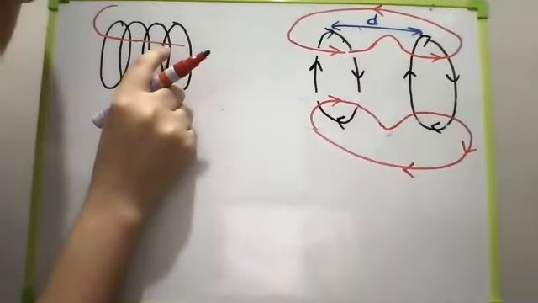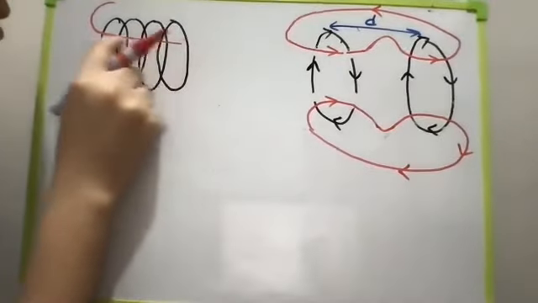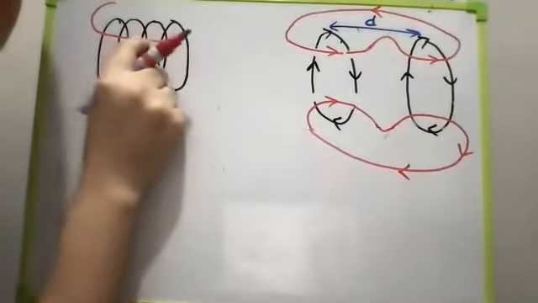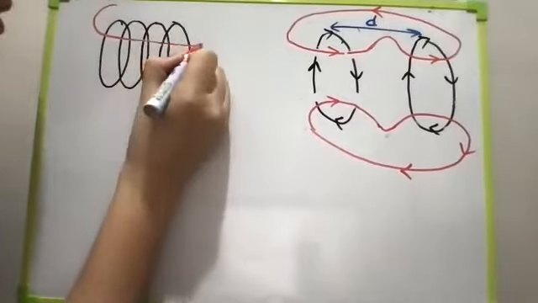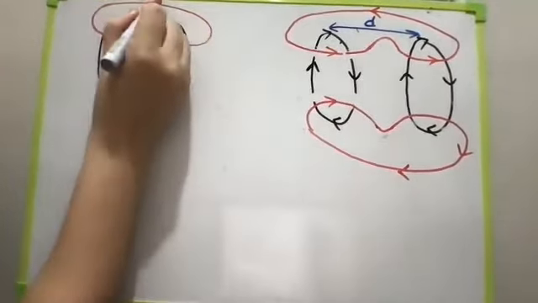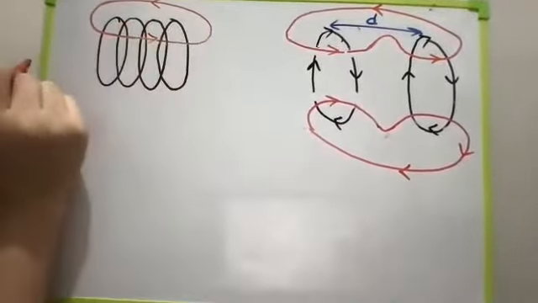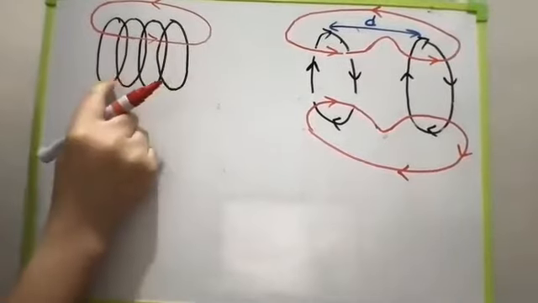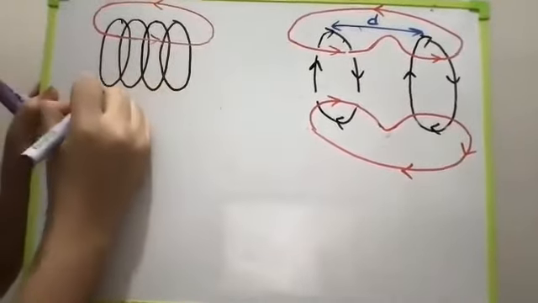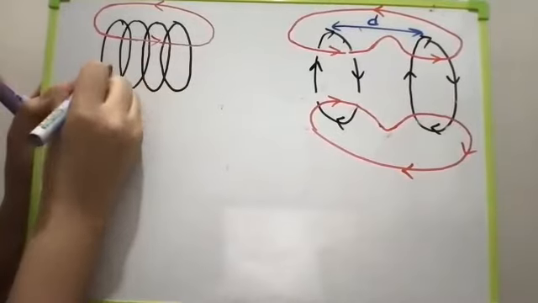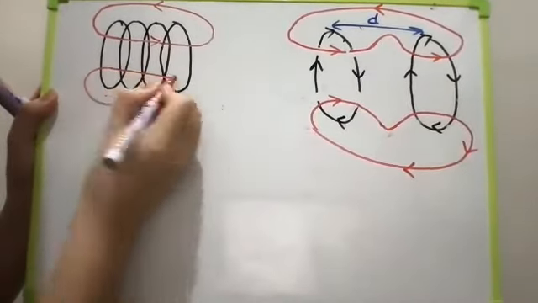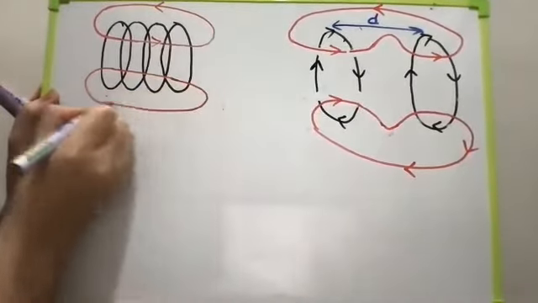So what happens here is the magnetic field continues to go straight, and then comes out from here, and then you close the loop like this. For this one at the bottom here, it is the same. You curl, go to the second loop, travel in a straight line, and then come out and close.